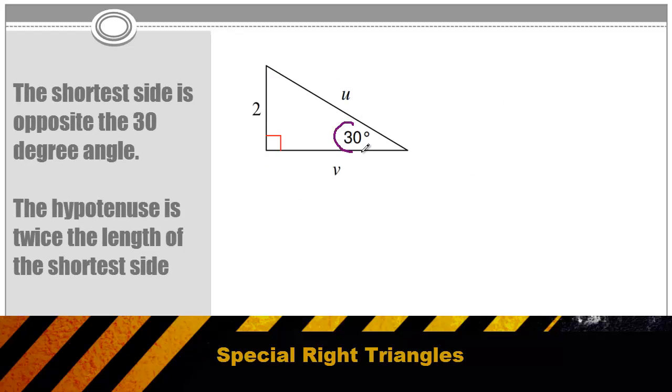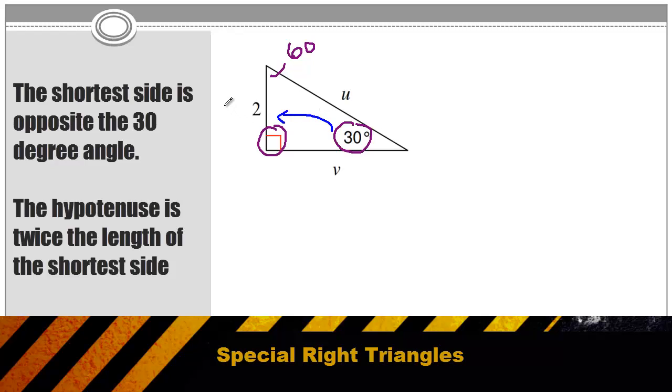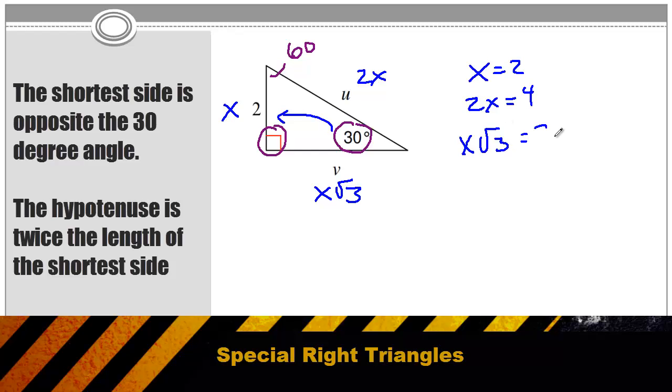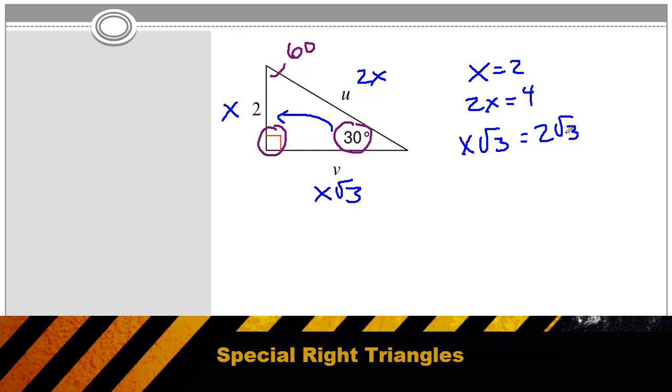In this triangle, I have a 30-degree angle, a 90-degree angle, so I can deduce the top angle must be 60. And again, I know the ratio of my sides. My shortest side, that's the side opposite my 30-degree angle, so that will be x. My hypotenuse is twice as big as my shortest side, so 2x. And my medium side, that's going to be my short side times the square root of 3. So I could write the equation that x is equal to 2. And then 2x must be equal to 4, and x root 3 must be equal to 2 root 3. And those are the measures of my sides.